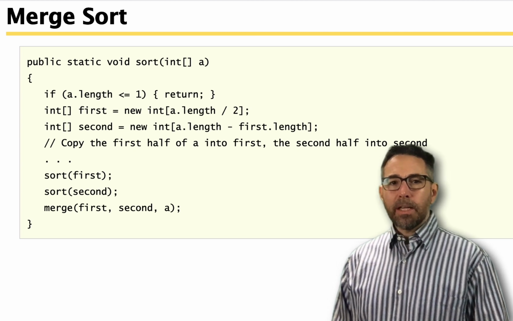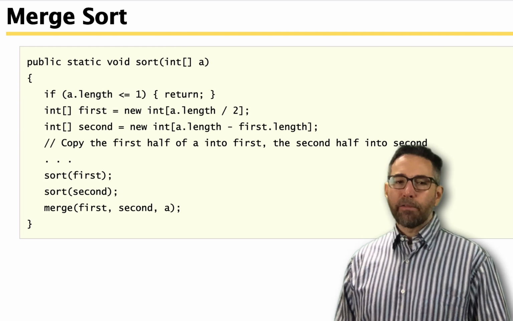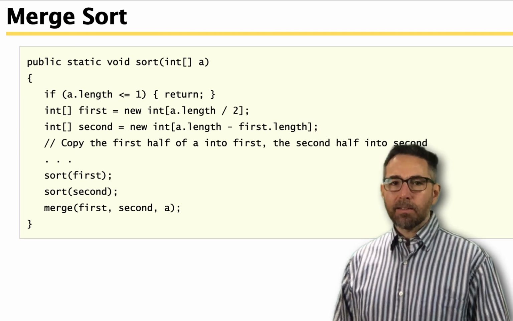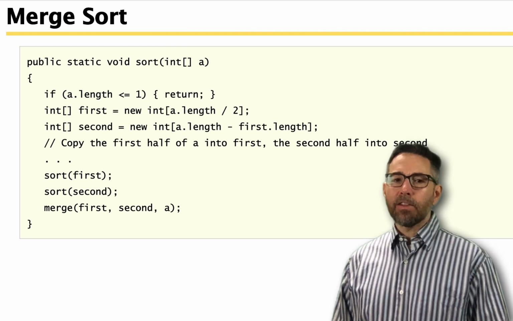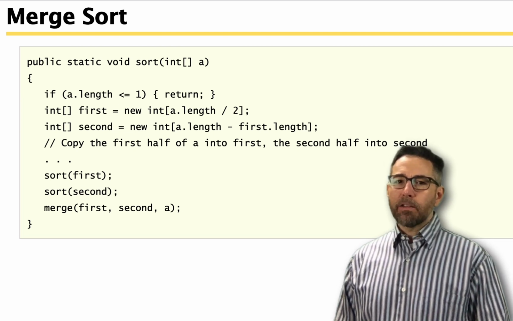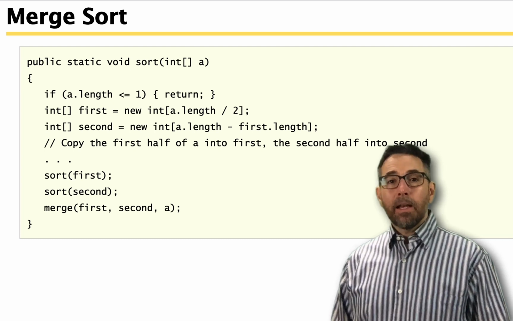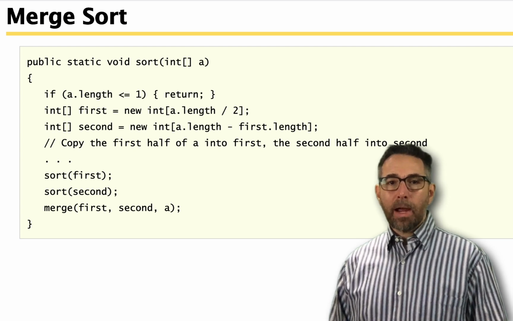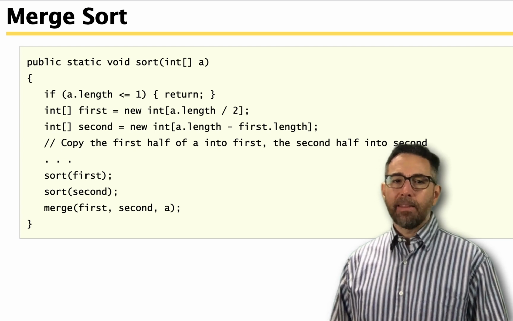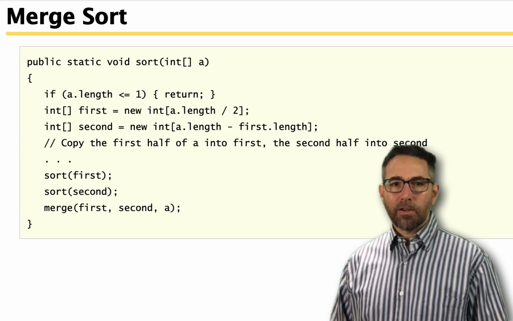Then what we need to do is create some space in order to hold our two subarrays. So we'll call the first one first and the second one second. We'll allocate 2 arrays of ints, and you can see here that we're going to first divide the length of A in half by 2. Now notice we're doing integer division here, meaning we're going to throw away the fractional component after we divide the length of A by 2. An integer divided by an integer gives you an integer.